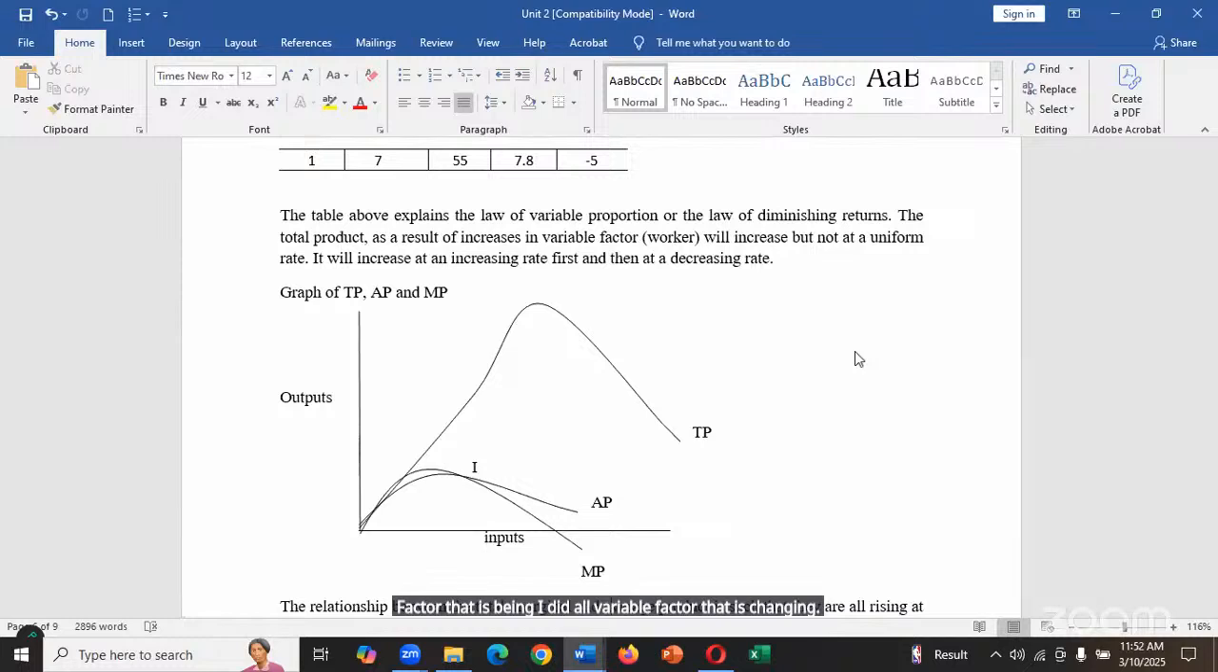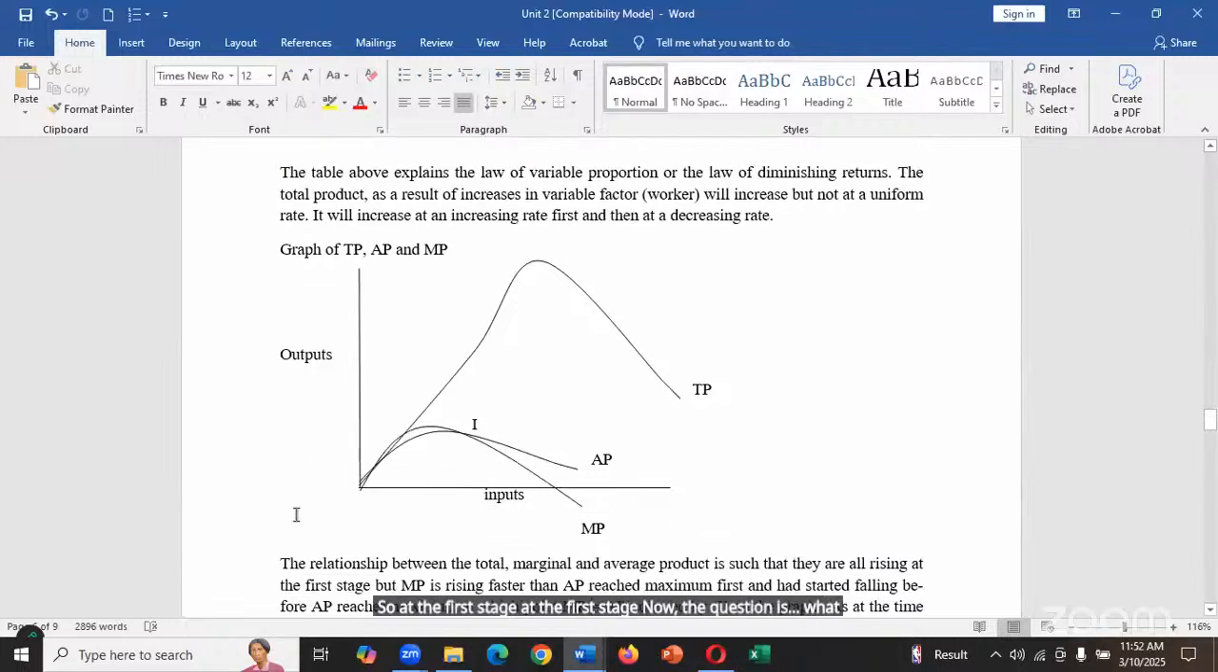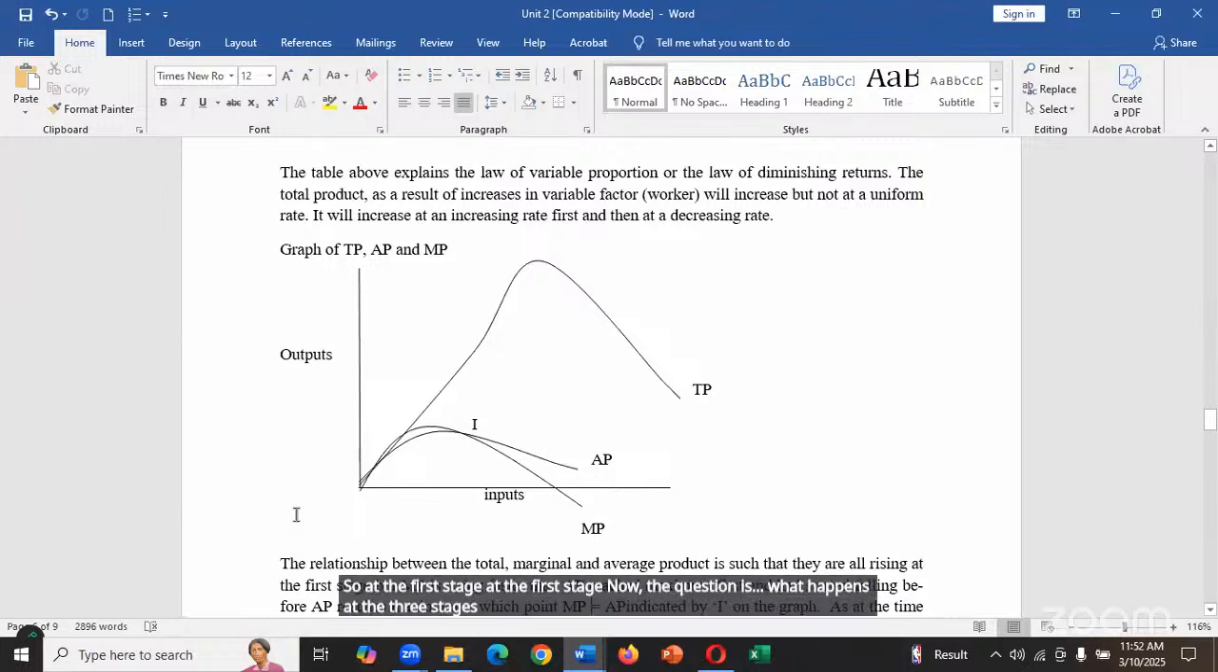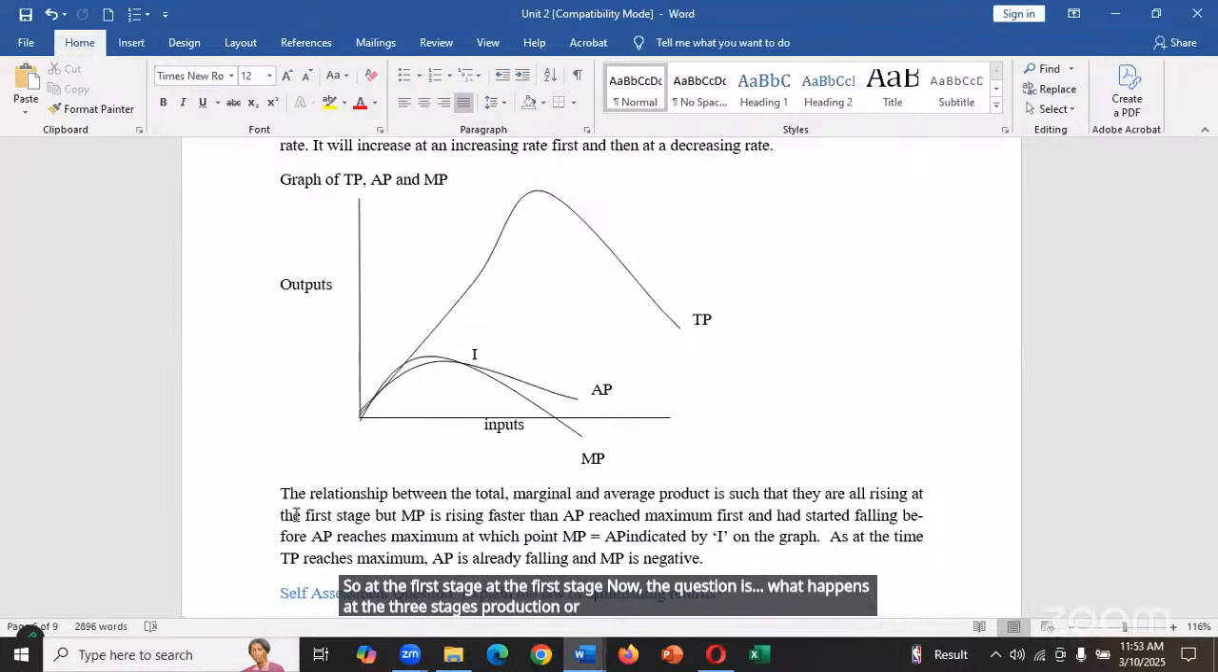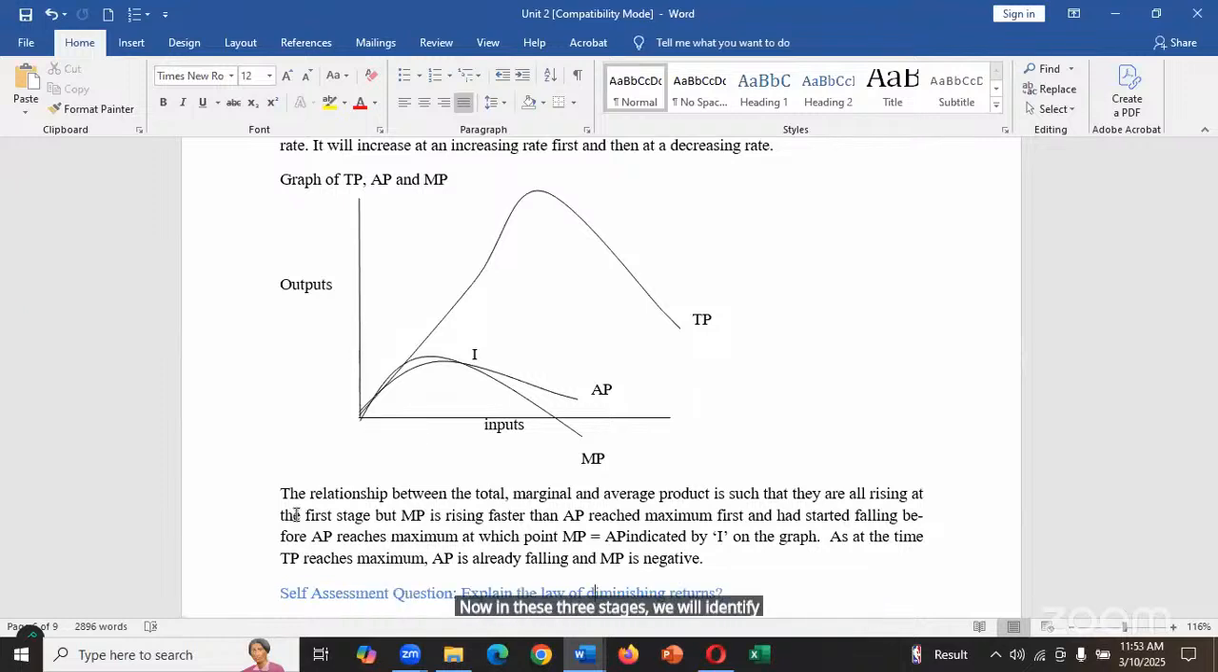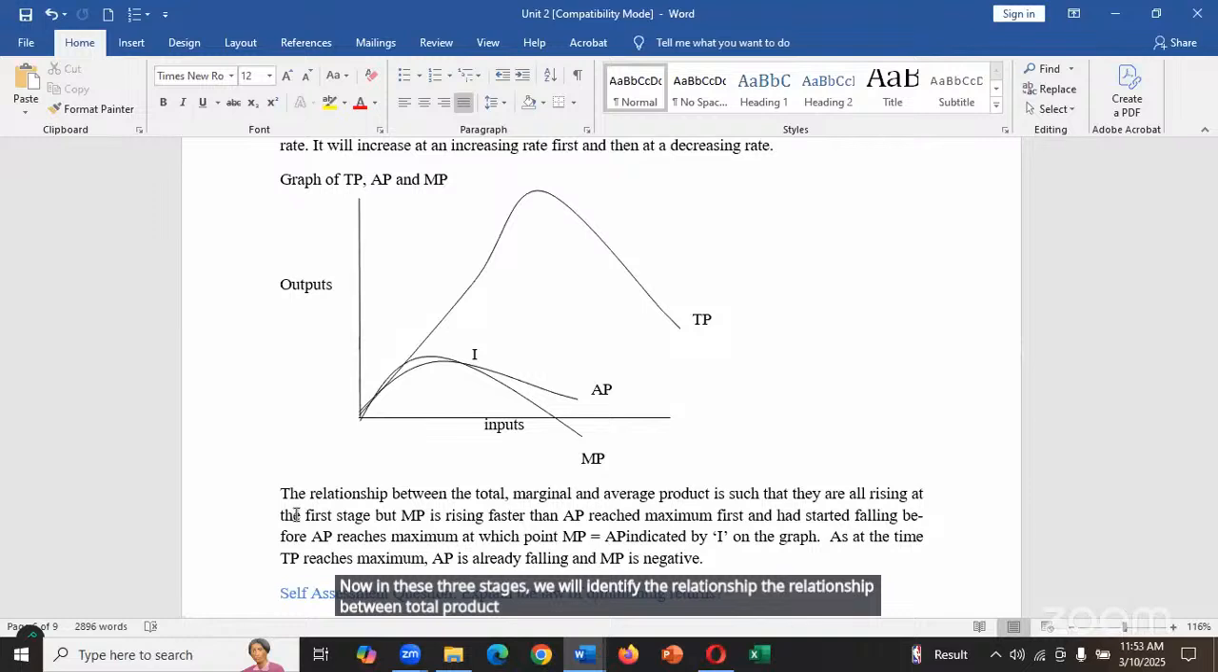So at the first stage, now the question is, what happens at the 3 stages in the production process? In these 3 stages, we will identify the relationships among the 3 concepts: the relationship among the total product, average product, and marginal product.